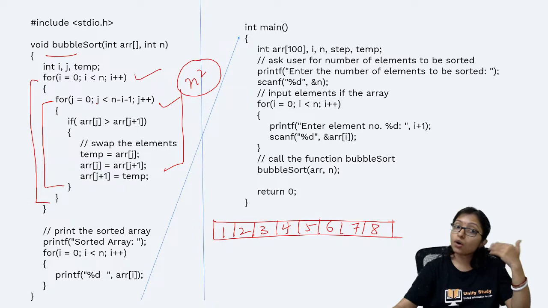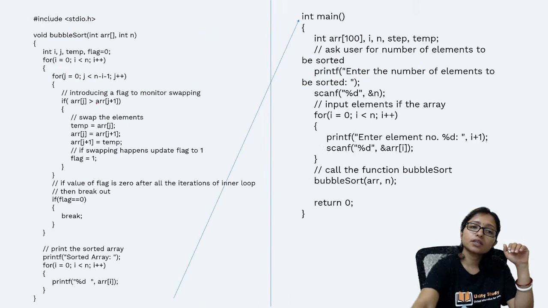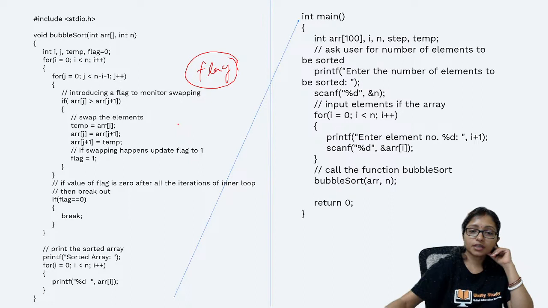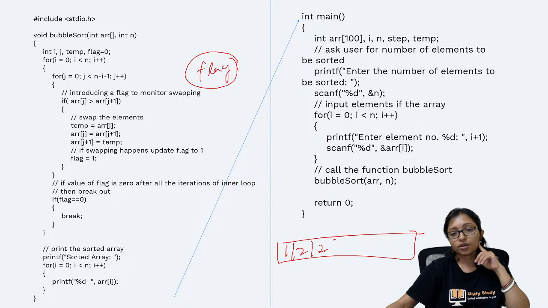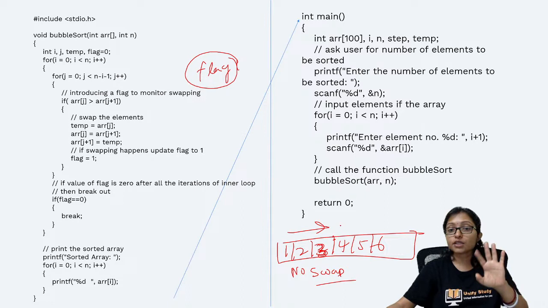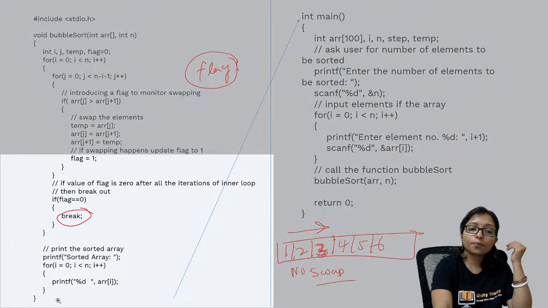Now how can we improve it? We can improve it by taking a flag here. What will the flag do? Whenever this comparison is going on, if I am taking a sorted array already, 1, 2, 3, 4, 5 and 6, after the first pass, if there is no swapping, not a single swapping done, it will understand it is already sorted. Then it will set a flag, and after that it will break. That is an optimized version of bubble sort.